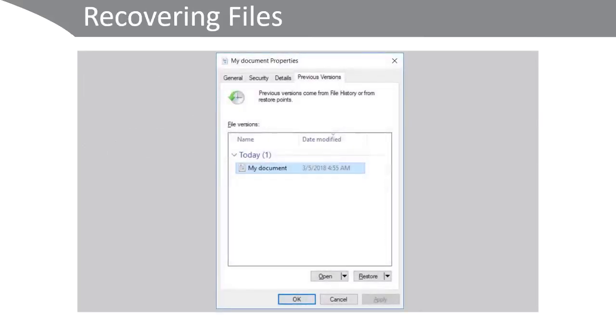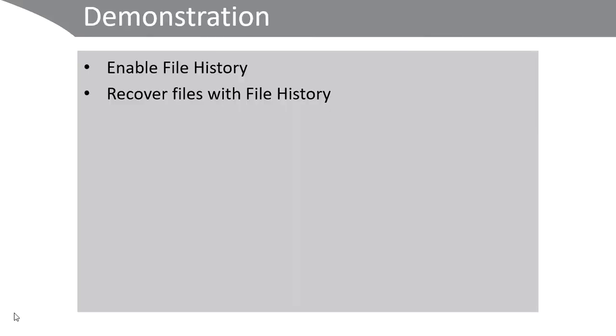To recover files, right-click the file, and click the Previous Versions tab of the Properties dialog. You can then choose to open the file or to restore the file. In the demonstration, I'll show you how to enable file history and then how to recover files using file history.